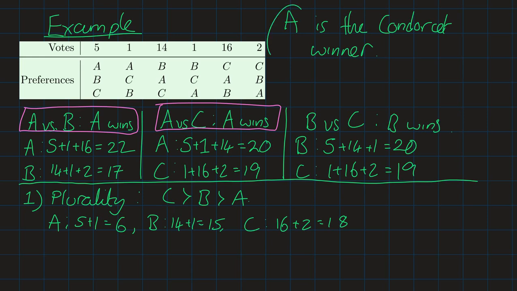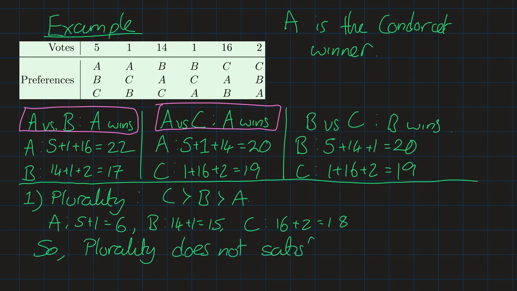But A is the Condorcet winner. So the plurality does not satisfy the Condorcet criterion.